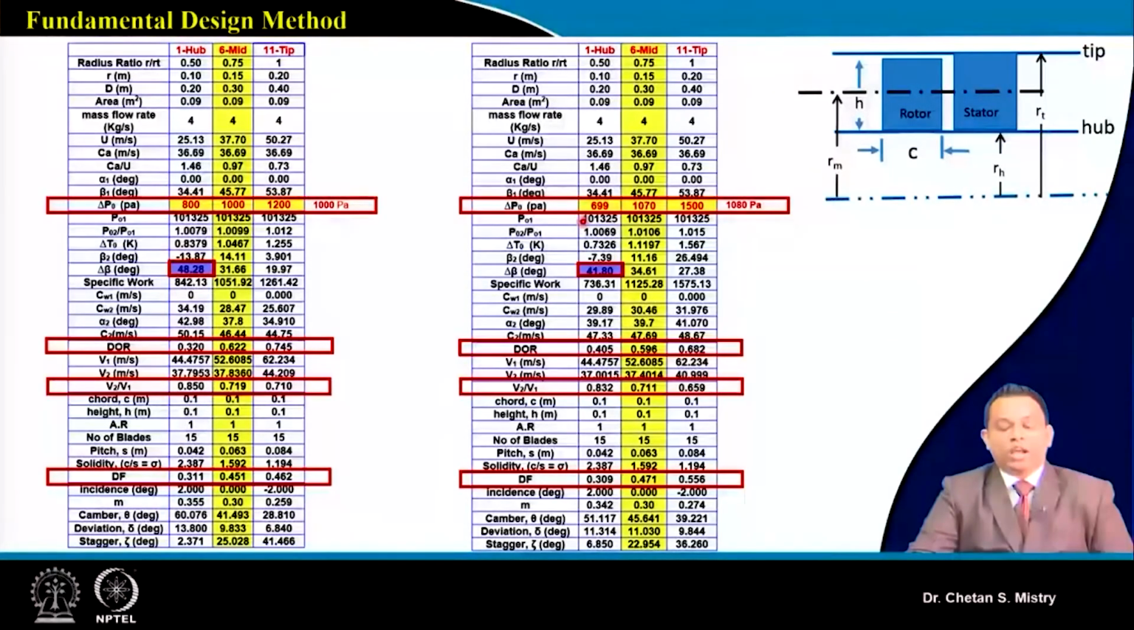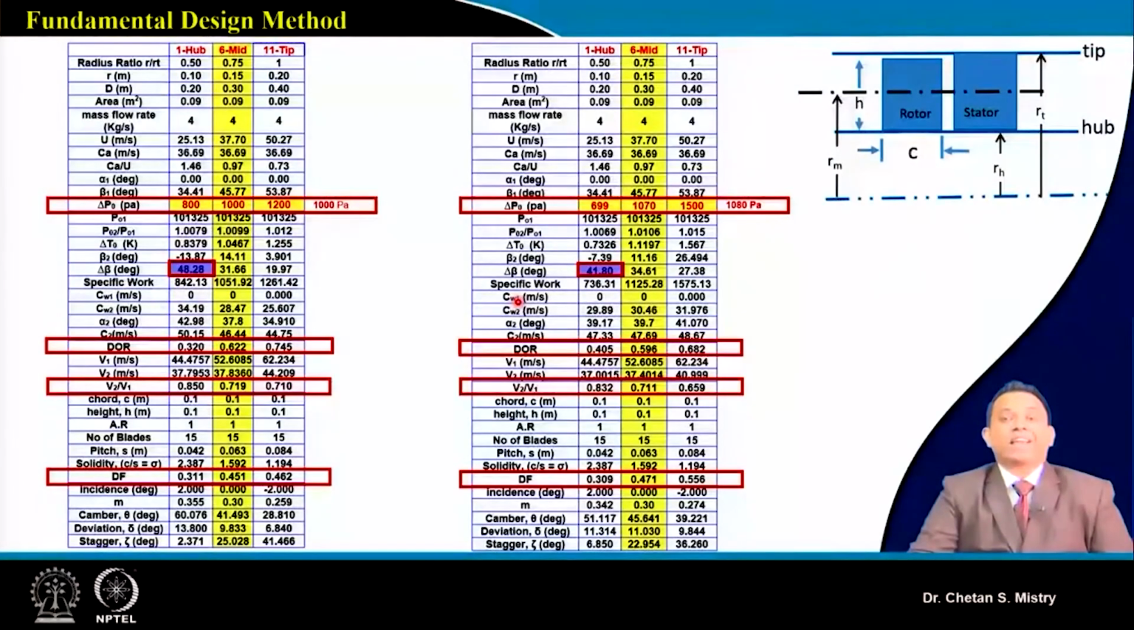In order to do that, we have modified our delta P0 at hub to be 699. At mid station also we have modified it: in spite of 1000 we will be taking 1070, and at the tip we will be taking 1500 Pascal. Overall, we are getting our total pressure rise coming to 1080 Pascal. Now when we do this modification, what will happen? My delta beta will be reduced from 48 to 41.